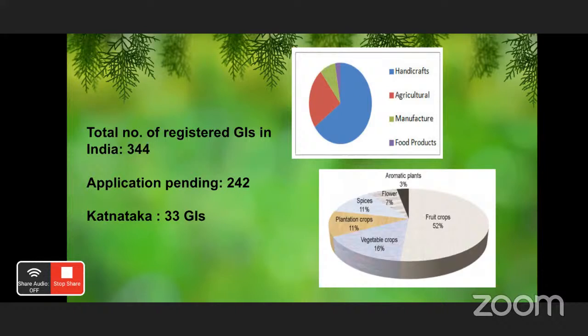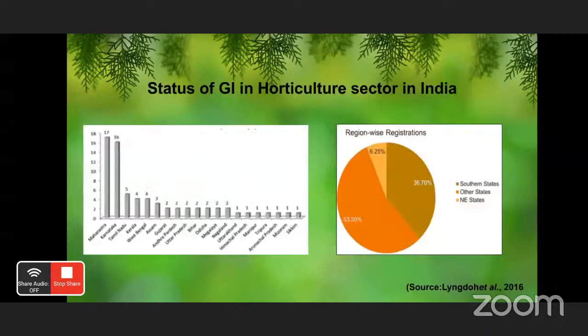But there is tremendous potential. There are a lot of goods with potential scope for GI registration in our area. Now when we see the state-wise GI registration status in the horticultural sector in India, we can see that maximum GI registrations for horticultural goods have been done from the southern states. Other states have also registered their horticultural products. But from northeastern states, the share is very, very less, only 6.25%. So this is the statistics.